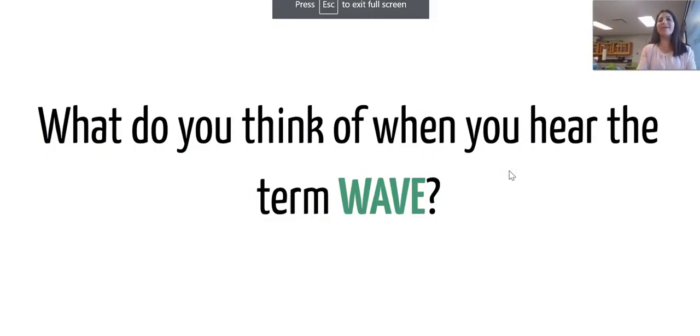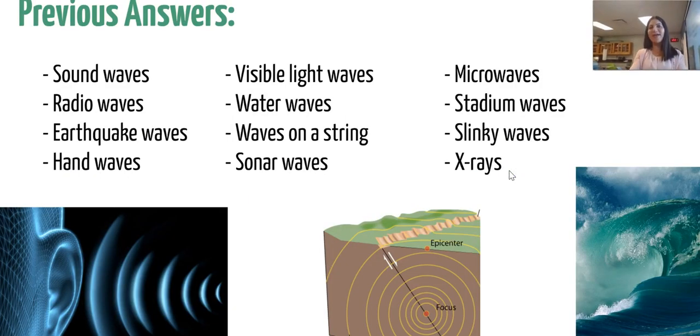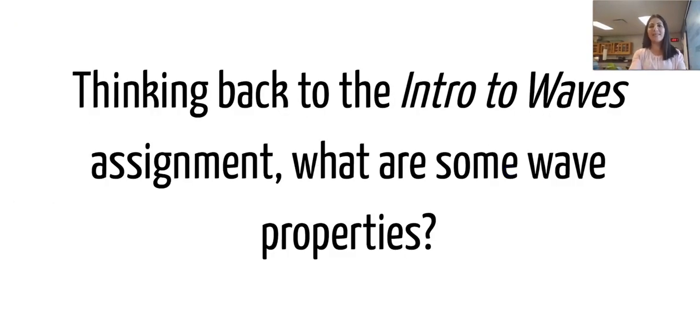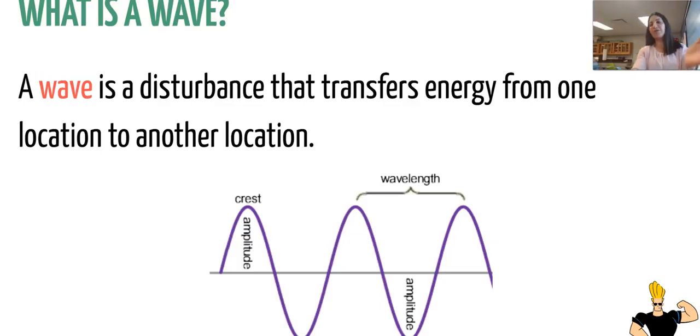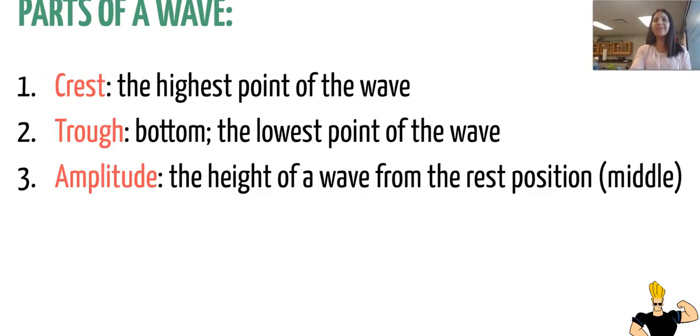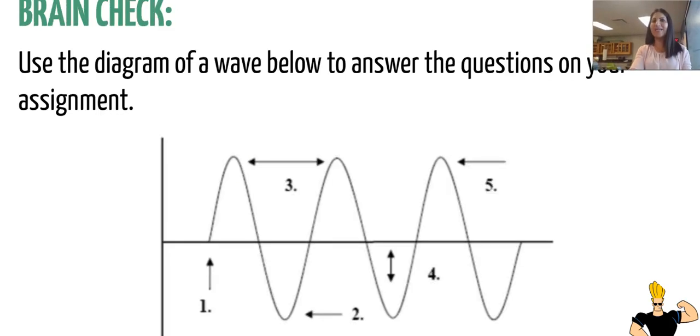Okay, so drawing waves and calculations. What do you think of when you hear about a wave? There are some answers, some things that people think of. Think back to the intro to waves assignment. What are some properties? What is a wave? We know there's a crest and a trough and the wavelength and the amplitude and stuff like that. And so what are those parts defined? This is all in that slideshow.